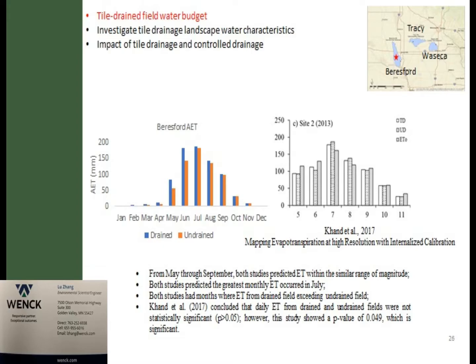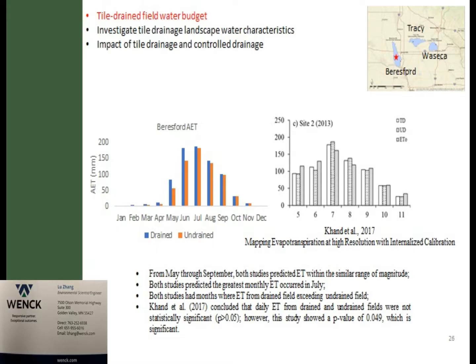In order to validate it, luckily there was another study that did the same thing at the same site. This study in 2017 also calculated evapotranspiration in South Dakota. I think it's actually the same field because it's really close. They used mapping evapotranspiration at high resolution with internalized calibration. It's based on Landsat imagery, and you can go through an algorithm and calculate evapotranspiration based on the energy of the landscape. And they actually modeled a similar result.